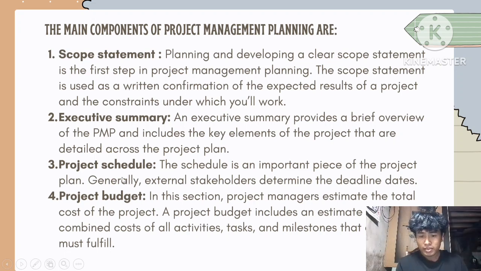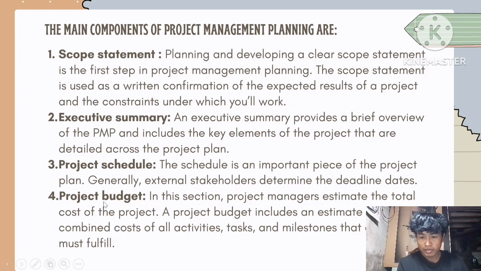Third, project schedule. The project schedule is an important piece of the project plan. Generally, external stakeholders determine the deadline dates. A project schedule, a critical component of the project plan, typically has its deadline date determined by external stakeholders, like what I said earlier.